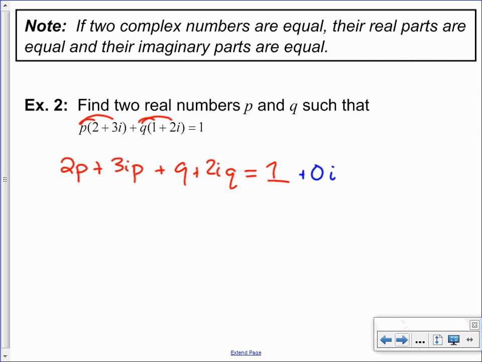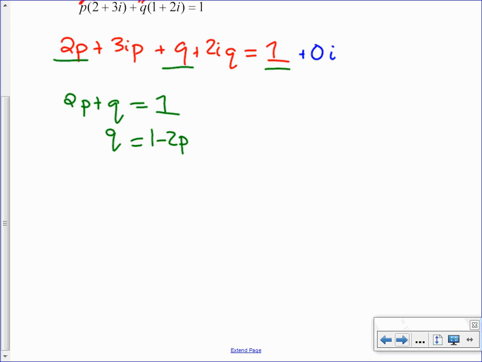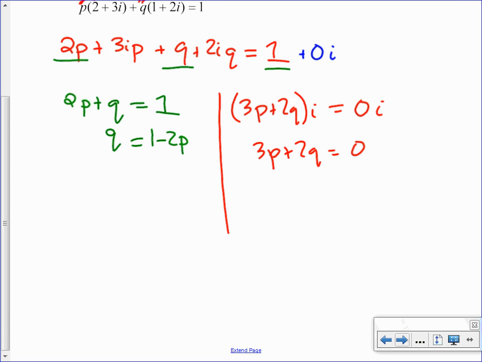So you take the real components, the 2p and the q, and that should be 1. So 2p plus q is equal to 1. That's the real component, which means q is equal to 1 minus 2p. Basically, you've got a system. The imaginary part, 3p plus 2q i, is equal to 0i. So that means 3p plus 2q is equal to 0.